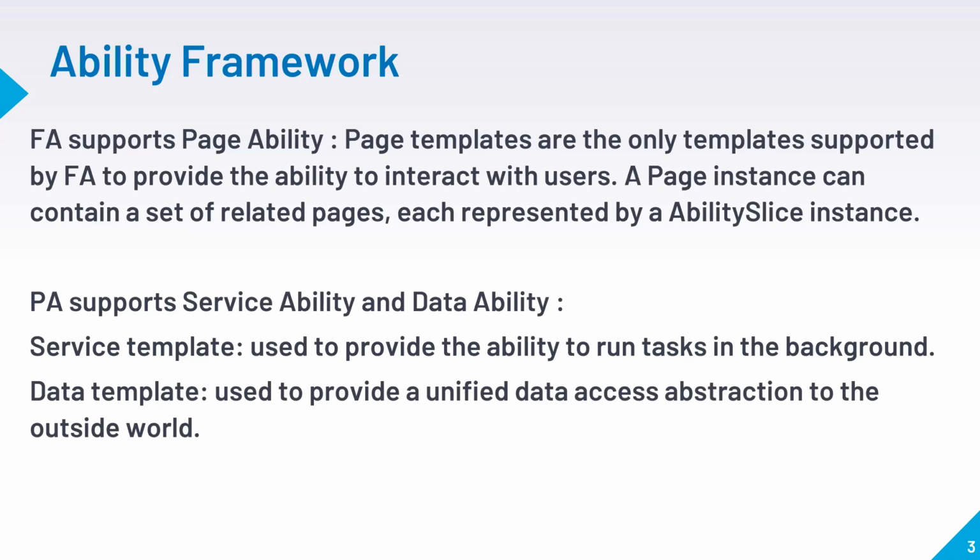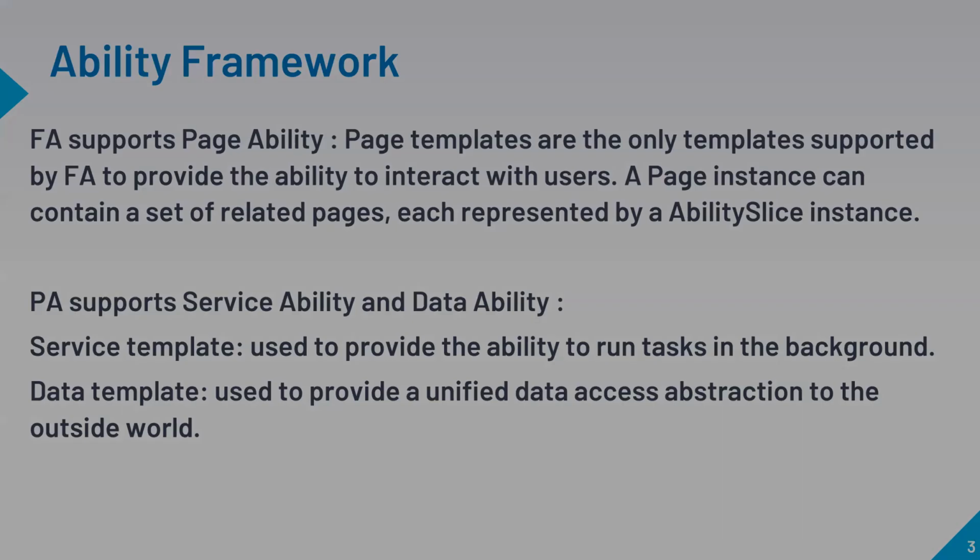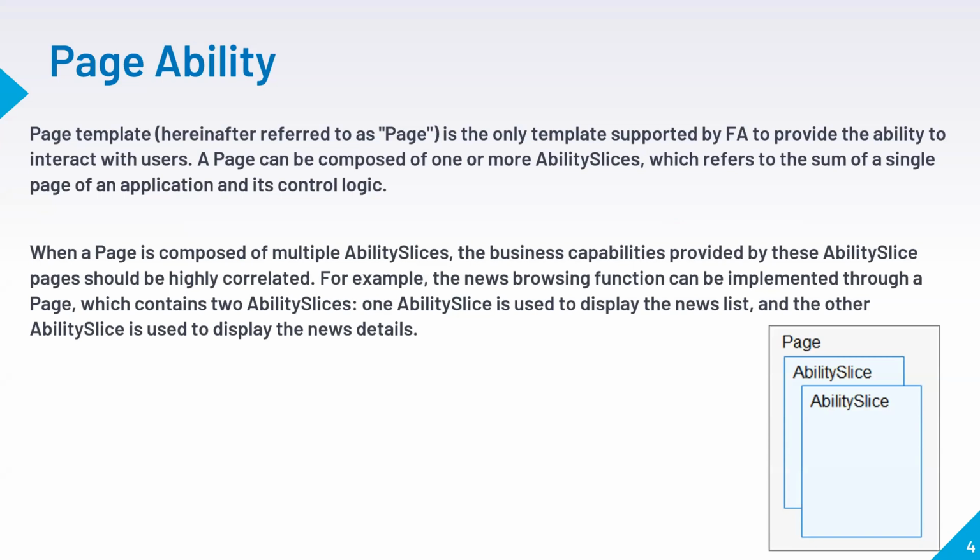At the same time, there is another template or ability called data ability, used to provide unified data abstraction to all the other applications. We will see more on this here. When we talk about a page ability, you can see here a small screen that is displayed, which has a page and ability slices. When I call it a slice, it is basically a simple UI.